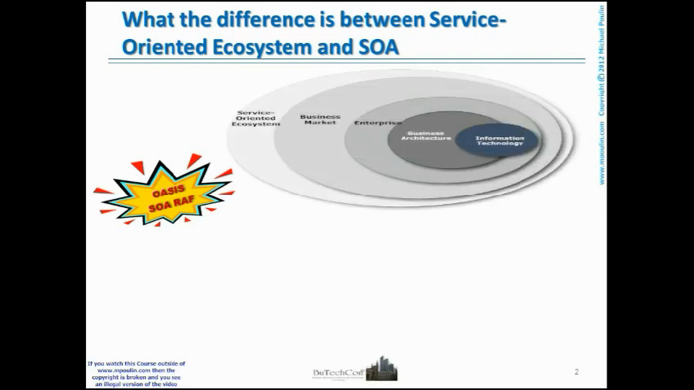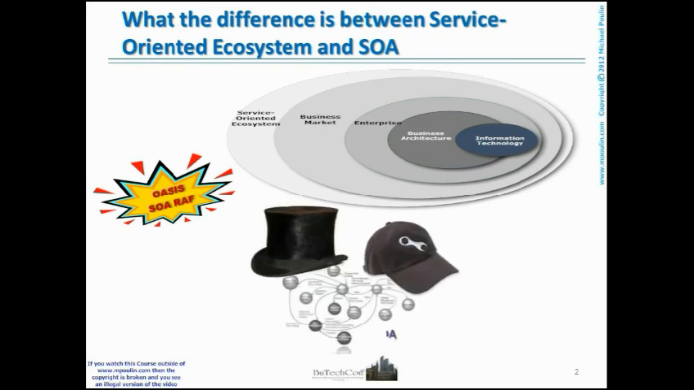OASIS SOA RAF describes service-oriented ecosystem or SO ecosystem as a bridge between business and IT. SO ecosystem sits between business and technology. It is neither wholly IT nor wholly business, but is of both worlds. Neither business nor IT completely own, govern and manage this SO ecosystem. Both sets of concerns must be accommodated for the SO ecosystem to fulfill its purposes.